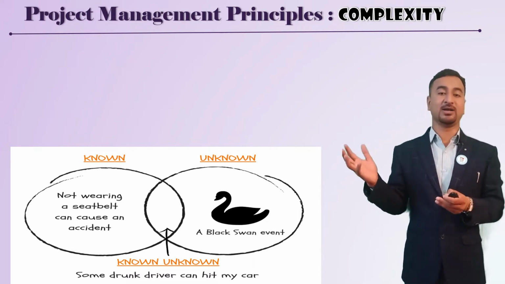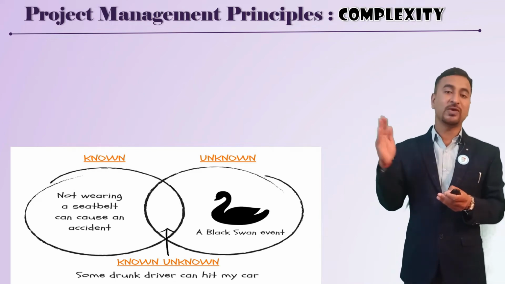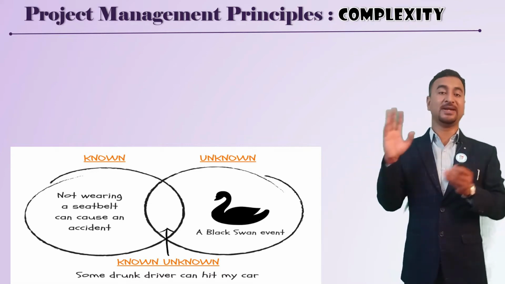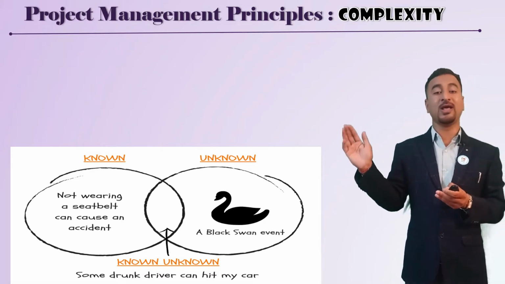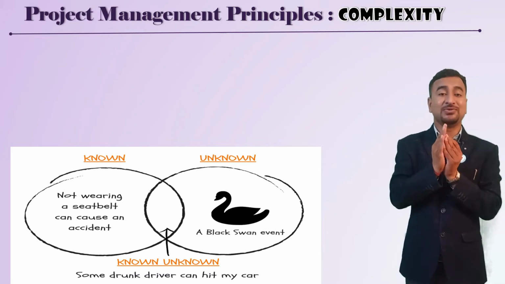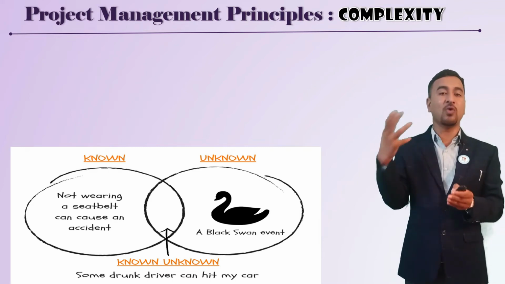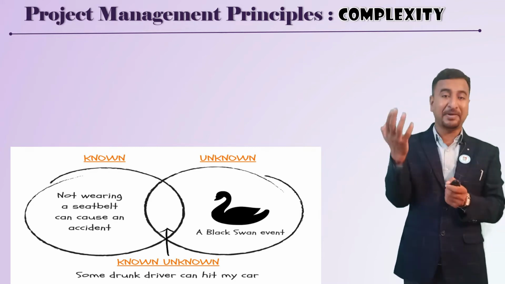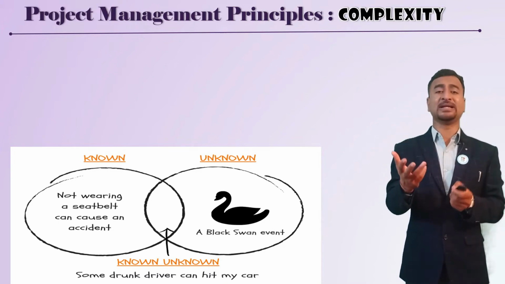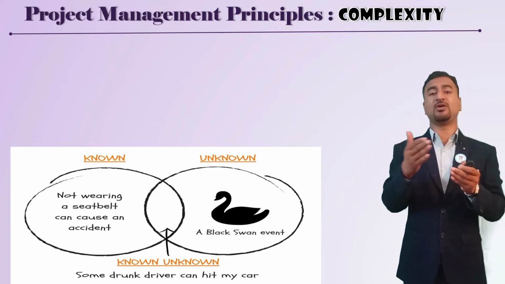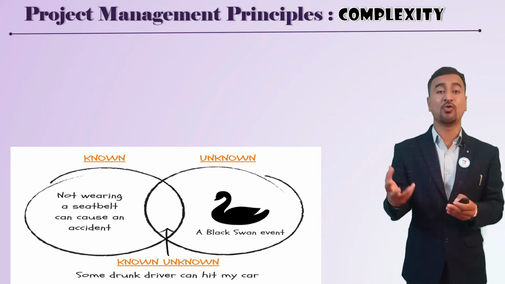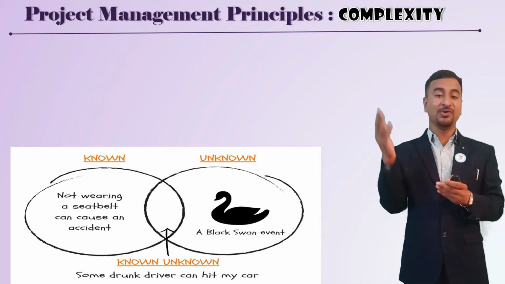hit my car. So if you drink and drive, you can hit a car, but when and whom you will hit, you don't know, but there is a high probability. So that is a known unknown. And then there is the unknown, that is a black swan event, which is beyond your knowledge domain. You cannot even predict that such things might happen, like the COVID impact. In 2004-5, we did not know that in 2019 COVID might have an impact. So that is the unknown.